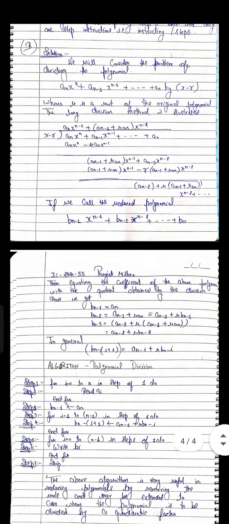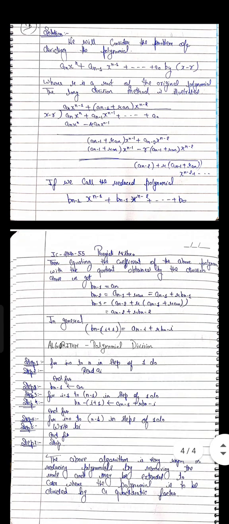We will consider the problem of dividing the polynomial where r is a root of the original polynomial. The long division method is like this. We're gonna divide the equation by x minus r as we have asked in the question. By dividing this equation, we're gonna get our answer as a n x to the power n minus 1 plus (a n minus 1 plus r a n) x to the power n minus 2.